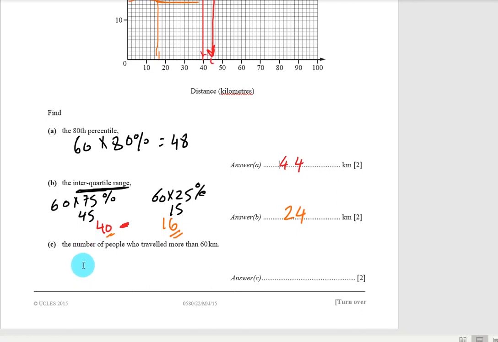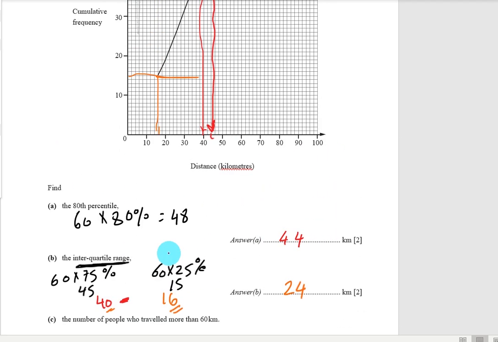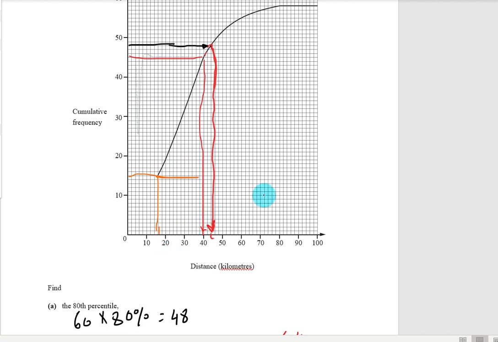Now let us go to the number of people who travel more than 60 kilometers. The number of people who travel more than 60 kilometers. So again we will go to the curve. This is the 60. We start from 60 here and we go up.